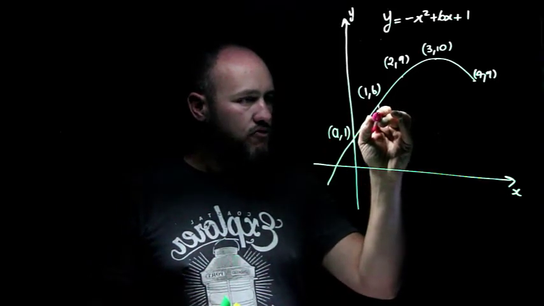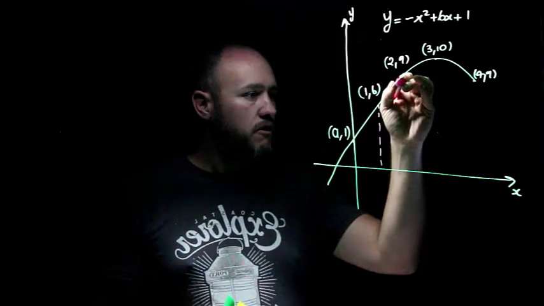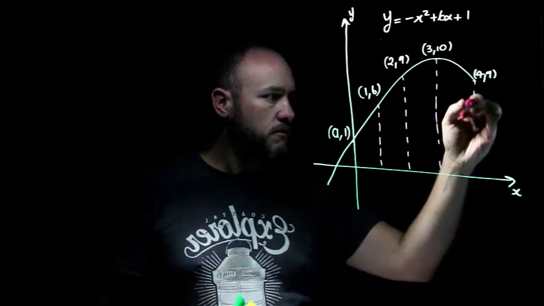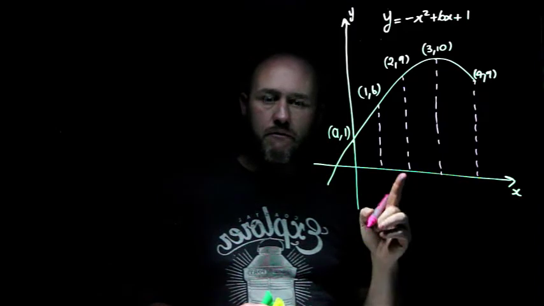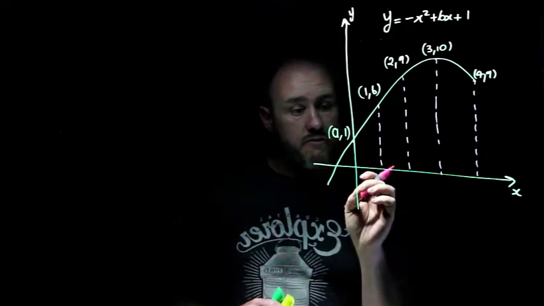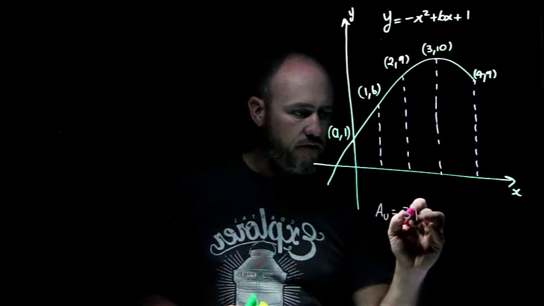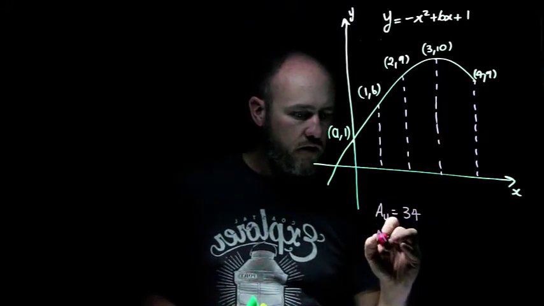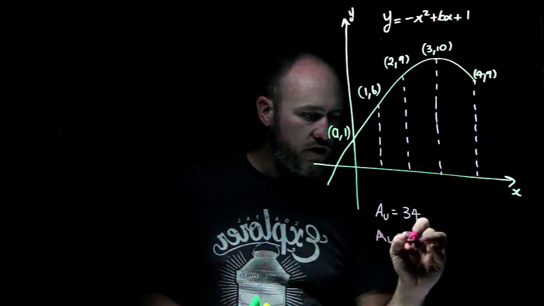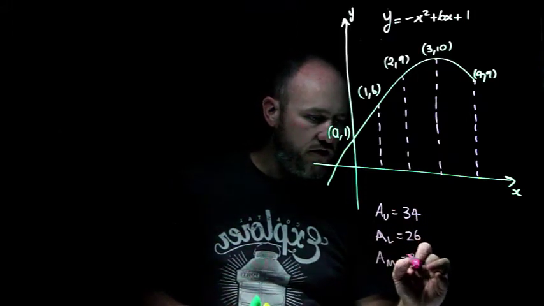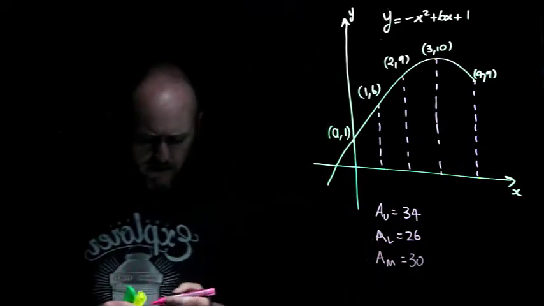What if I wanted to use a trapezium? So I'm going to draw my little dotted lines again here. And I'm going to break this up into 4 trapeziums. We were using rectangles, and you'll remember that our upper rectangle method yielded 34, our lower rectangle method yielded 26, and our mid-rectangle method, or the average of the other two, yielded 30. So let's have a look at how this compares.